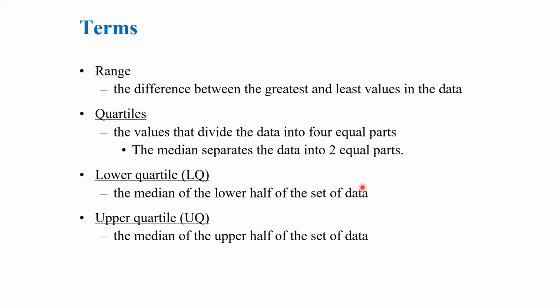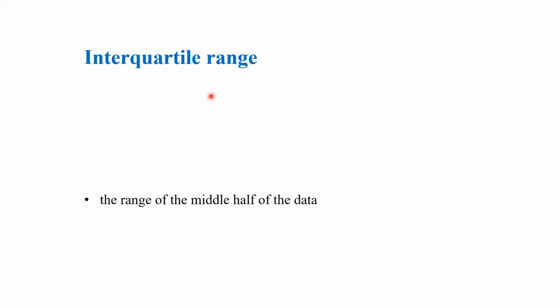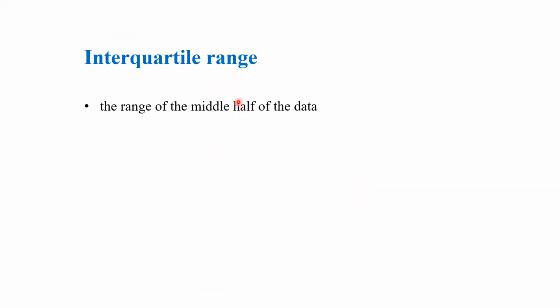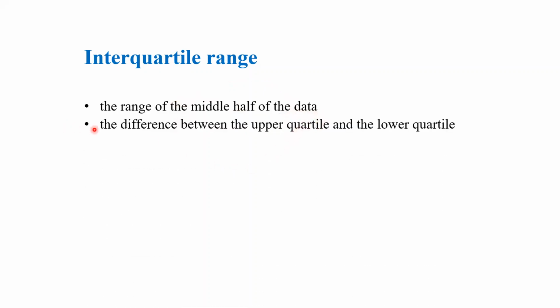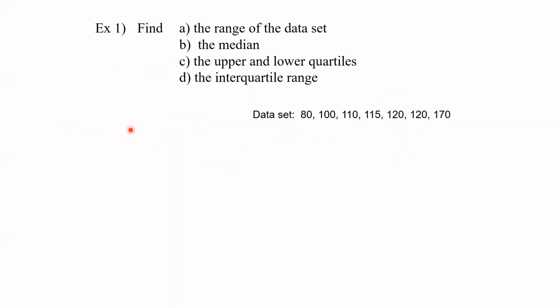The median value is what separates the two halves, the 50th percentile, or what is at the middle. The value that we get from subtracting the lower quartile from the upper quartile is what we call the interquartile range. This is the range of the middle half of the data, the difference between the upper quartile, or third quartile, and the lower quartile, which is the first quartile.